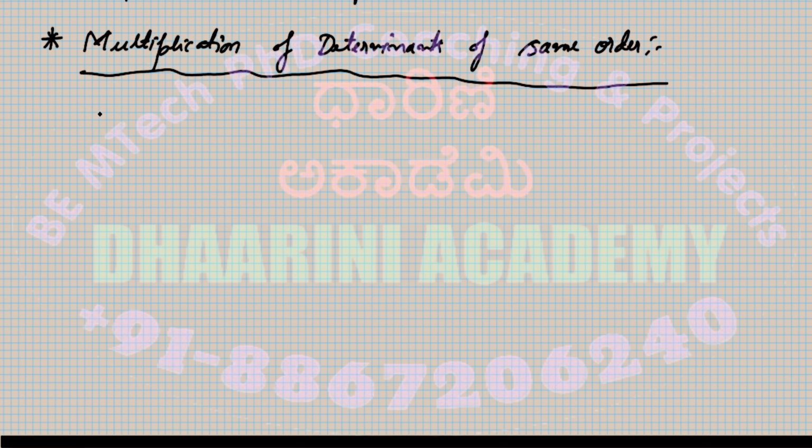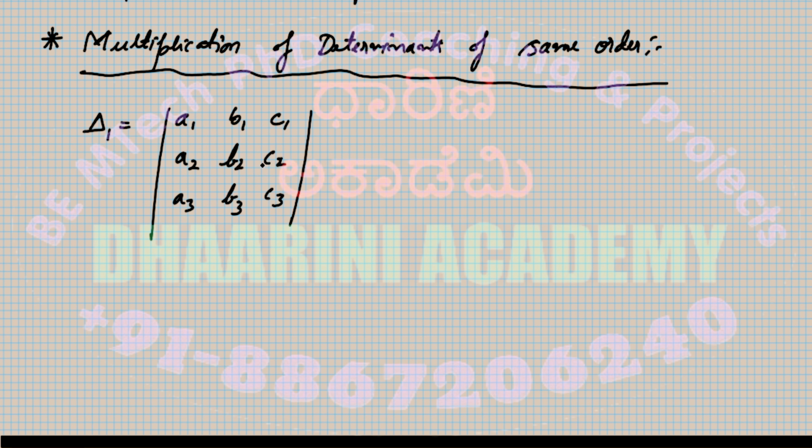Let's assume that we have the first determinant denoted by A1, B1, C1, A2, B2, C2, A3, B3, C3. This is the first determinant. Anyway, we can find the determinant and then take a product. But now we are using a method called row by row multiplication.